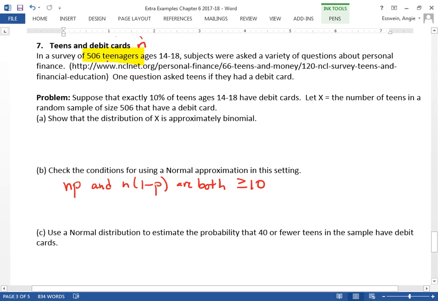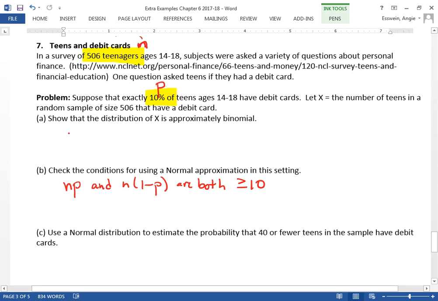Where is the probability? We're looking for the probability that they have a debit card. So what is that probability? Is the probability of success fixed? And what is it? Yeah, it's 10%. So when you see a percentage, that can be p. It doesn't have to be a fraction, right? So that's p. So we know n is 506. Those are like trials. And we're asking if they have a debit card. We're assuming they're not lying.